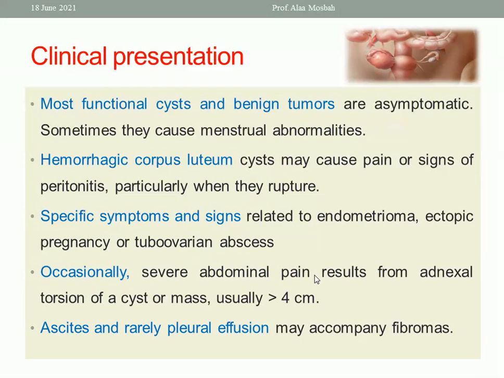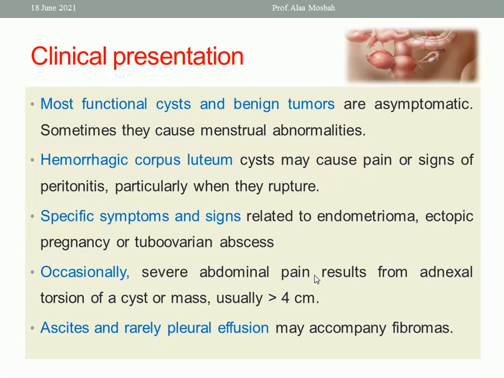So let us speak about the benign ovarian mass. What is the clinical presentation of this mass? Whatever it is, non-neoplastic, like functional cyst, endometrioma, tubo-ovarian abscess, pregnancy luteoma, PCOS, or neoplastic like fibroma, dermoid cyst, serous cystadenomas or mucinous, and so on. So what is the clinical presentation of all these benign masses?